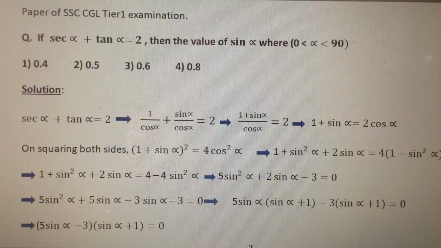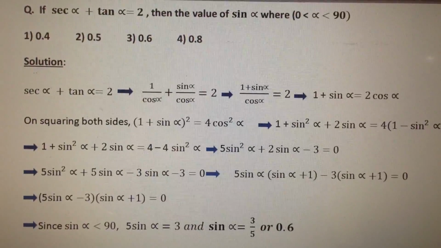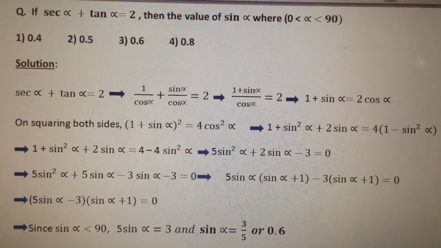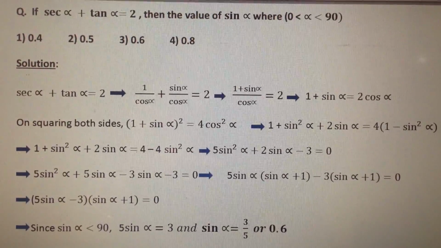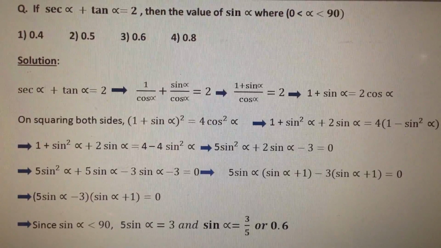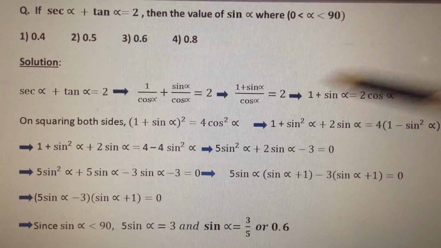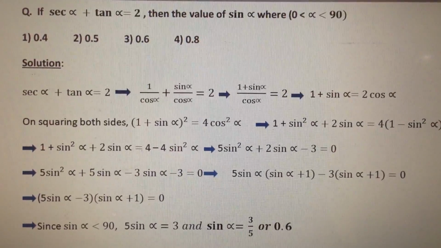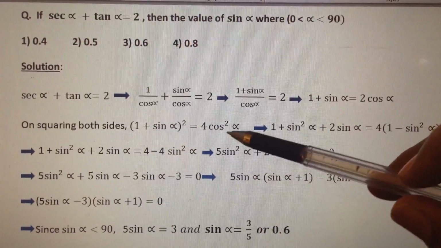Secant alpha plus tan alpha is equal to 2. We know that secant alpha is equal to 1 by cos alpha and tan alpha is equal to sin alpha by cos alpha. Therefore, our equation is 1 by cos alpha plus sin alpha by cos alpha is equal to 2. Therefore, (1 plus sin alpha) by cos alpha is equal to 2, and 1 plus sin alpha is equal to 2 cos alpha. Now, on squaring both sides of the equation, we get (1 plus sin alpha) whole square is equal to 4 cos square alpha.